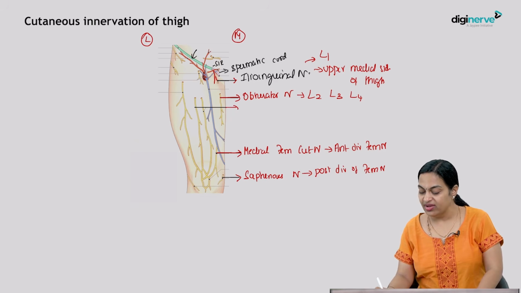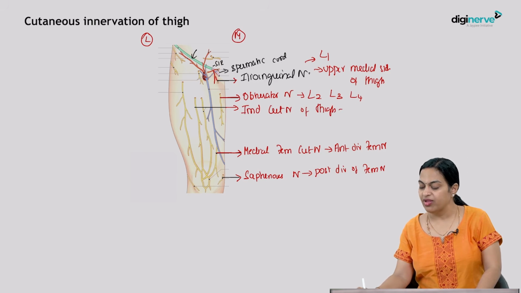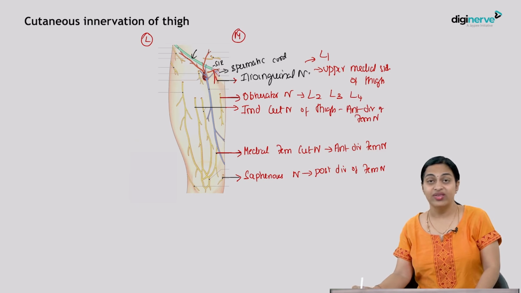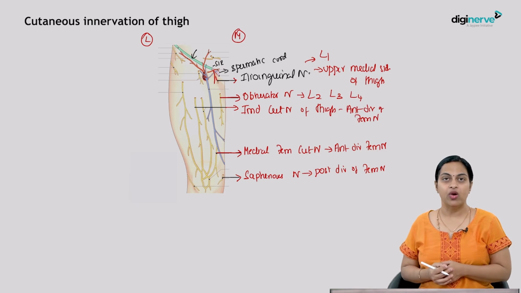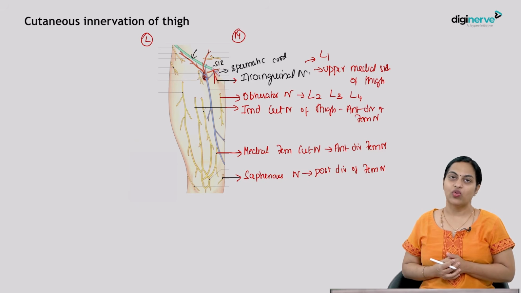This one here is the intermediate cutaneous nerve of thigh. Again, it is a branch coming from the anterior division of femoral nerve. So in dissection in the cadaver, you can very well make out that these intermediate cutaneous nerves pierce the sartorius muscle.